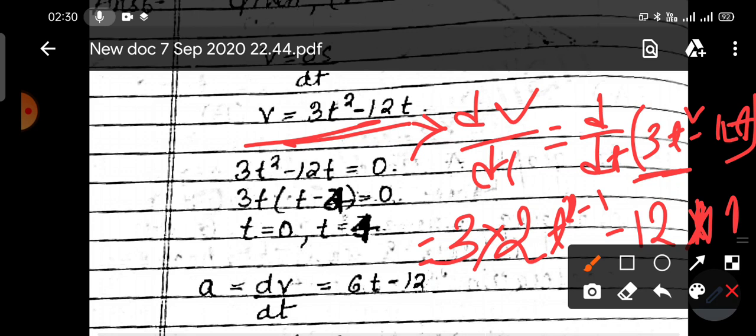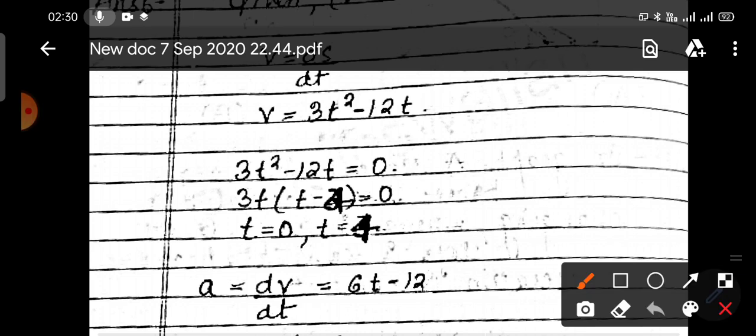So 1 t to the power 1 minus 1, that means 1 into t to the power 0. T to the power 0 is 1. So differentiation of t is 1. So 12 into 1. So the final differentiation will be 3 into 2. So acceleration is equal to 3 into 2, 6t minus 12. Differentiation of t is 1. So 6t minus 12, correct?